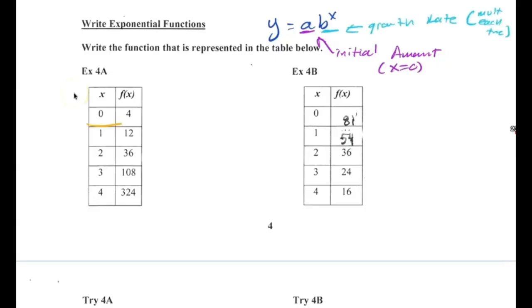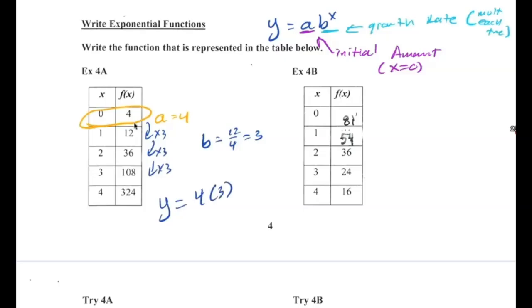Okay, our initial amount right there, that's my a. My a is 4. Now we want to find the growth rate. What are we multiplying by each time? 4 to 12, 12 to 36. If you're not sure, b always equals the second term over the first term: 12 over 4, or 36 over 12, or 108 over 36. It's always the next term over the previous term. In this case, we get 3. We're multiplying by 3 each time. There's our equation: y equals 4 times 3 to the x.